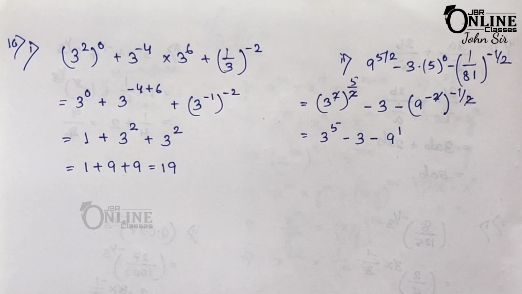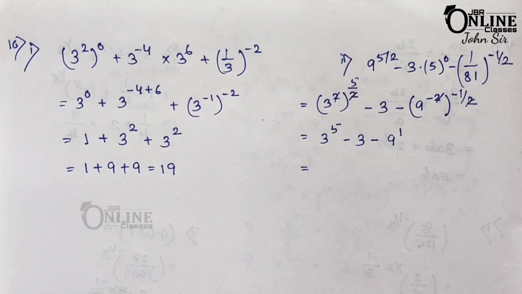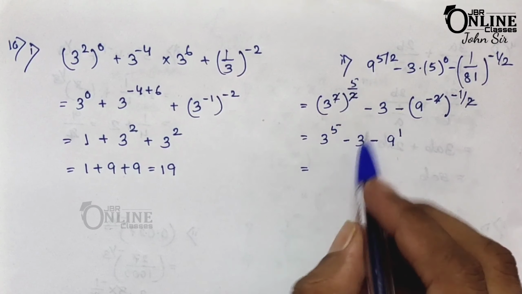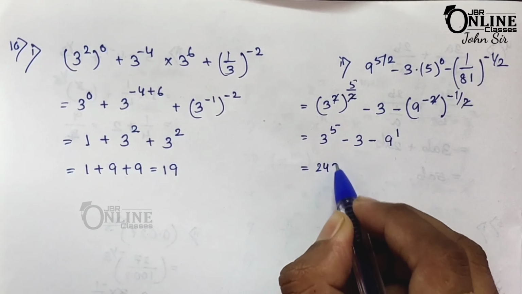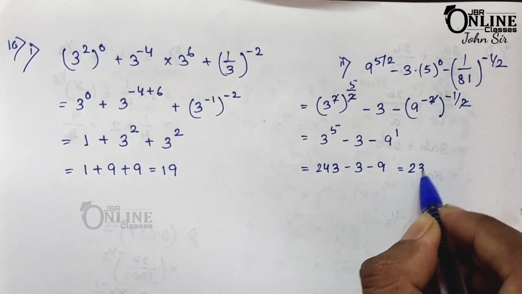Okay. Now what is the value of 3 to the power 5? So the value of 3 to the power 5 equals 243. Then minus 3 minus 9, and that equals 231.